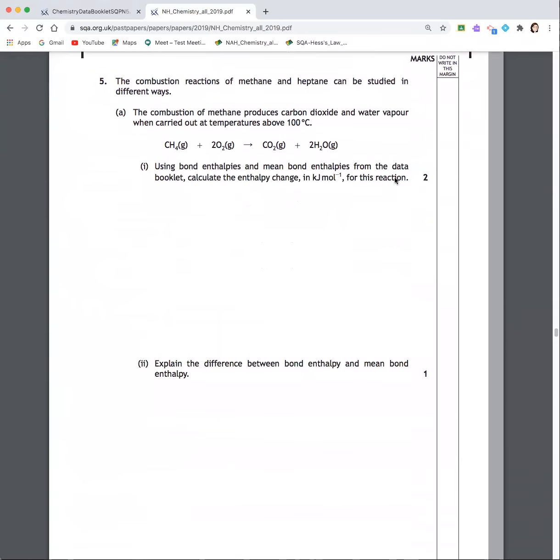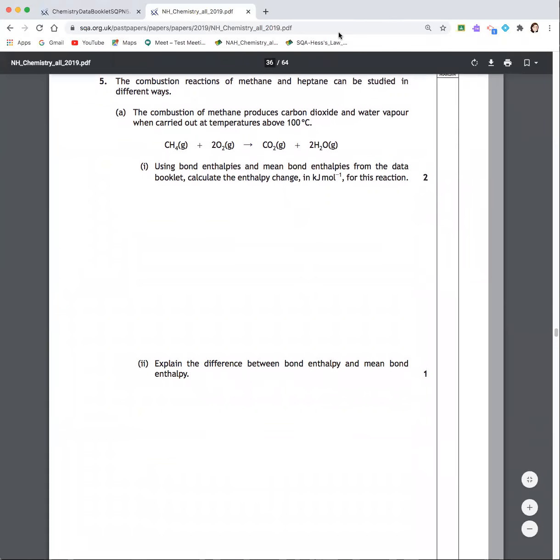Then question 5, bond enthalpies. So using bond enthalpies and mean bond enthalpies from the data booklet, calculate the enthalpy change for this reaction. So you might find it easier to draw out the molecules to see the bonds that are being broken and made. Sometimes it's easy to forget there's double bonds in things.